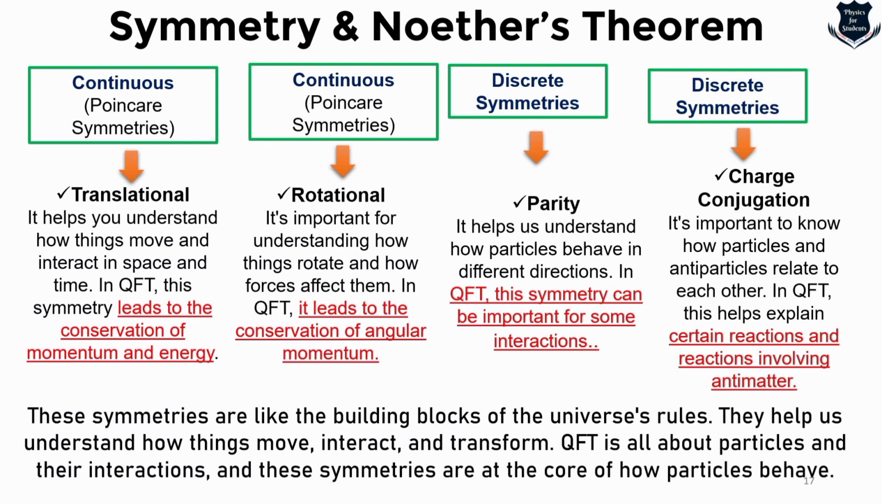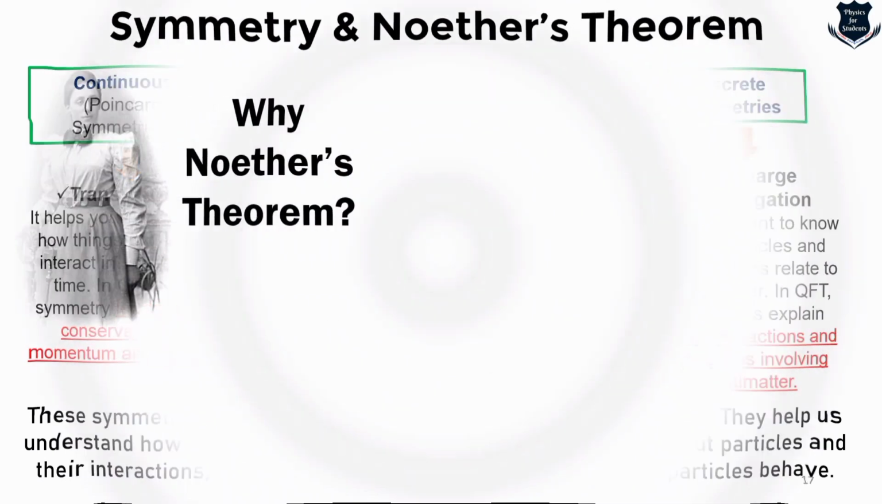So you see that finally we summarize that these symmetries are actually the building blocks of the universe, and they help us to understand how things move, how things interact, how things transform under different systems. And QFT is all about particles and their interactions, and we need to know the symmetries, otherwise we won't be able to understand that. The question now is that we understood about symmetry, we even understood that there is a link with QFT. The question is why do we need to understand Noether's theorem and not any other theorem? Let us find it out in the next part of our video.